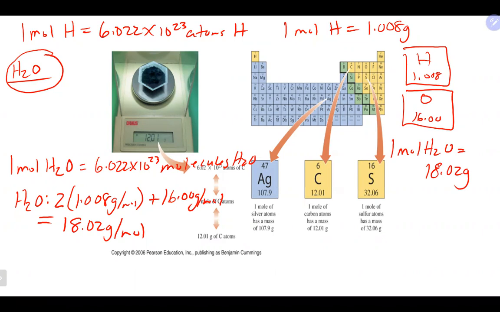And again, you can do it, as you can see here, from any element. And if you're doing the molar mass for a compound, all you simply have to do is add up all the parts from the periodic table. And that will always give you how many grams there are per 1 mole. So whenever you do the molar mass for something, it is based only on the actual formula itself.